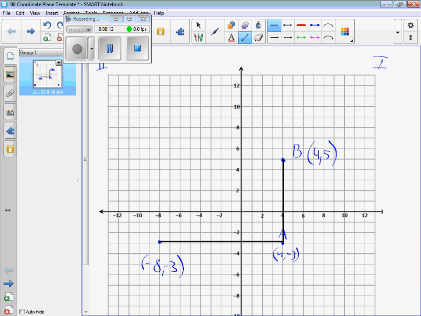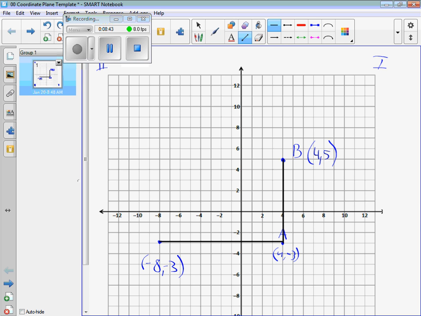Do you know what a vertex is? Vertex is a fancy schmancy way of saying what? A corner, right? If you were to complete this, you have 3 corners or 3 vertices of a rectangle right now. Do you see them? You have negative 8, negative 3, which doesn't have a letter, and you have A and B. Basically, a vertex, by definition, is where 2 line segments meet, where they intersect or where they join together.